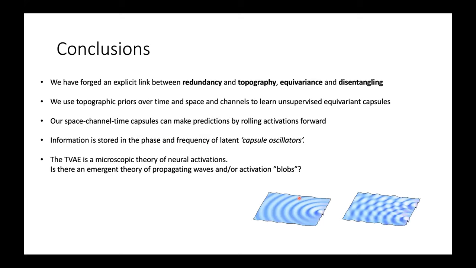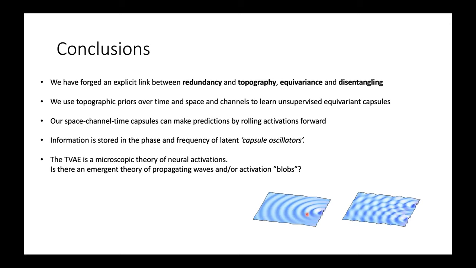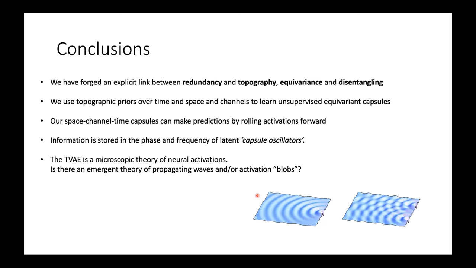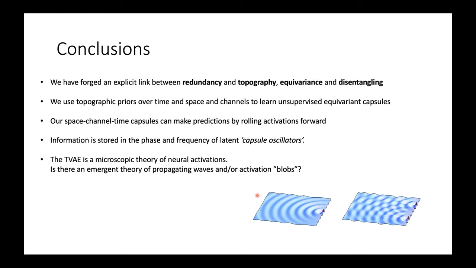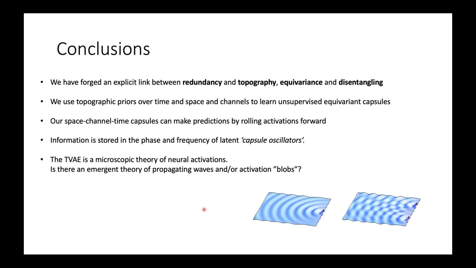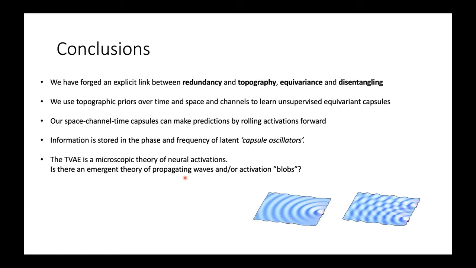And so in principle, they should be able to give you waves in brain tissue, or artificial brain tissue, or maybe blobs that move over this piece of brain tissue. That would be, I think, the most beautiful thing: that we have this microscopic theory of representations and neural activations, but then at a more abstract level, we get an emergent theory of blob-like activations, which interact as some kind of particles, or perhaps waves that move through our cortex to transform information. And I guess with that, I am done, and I'm also out of time, so that's great. Thank you. Thank you very much.